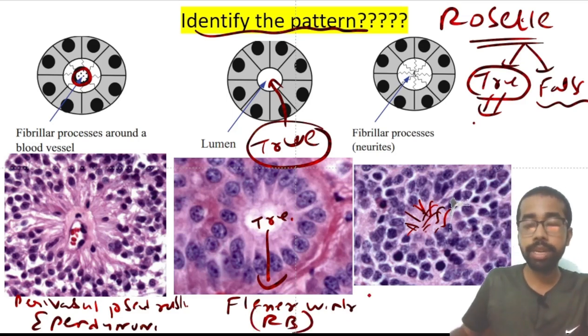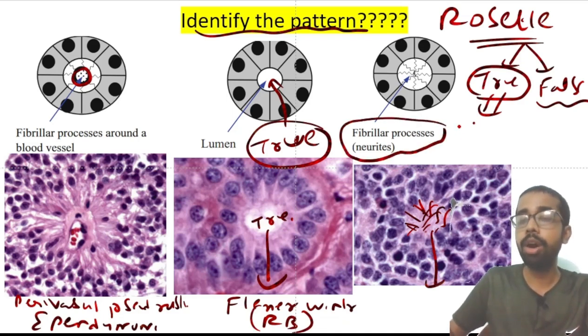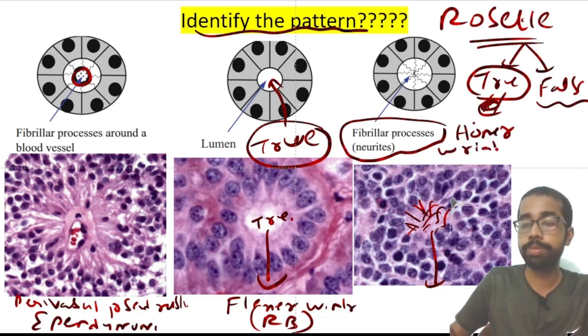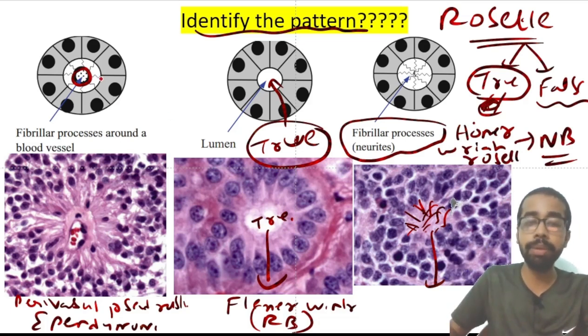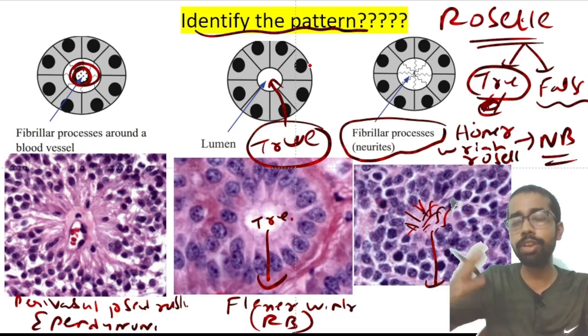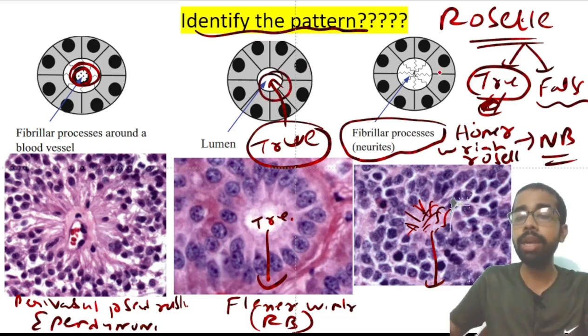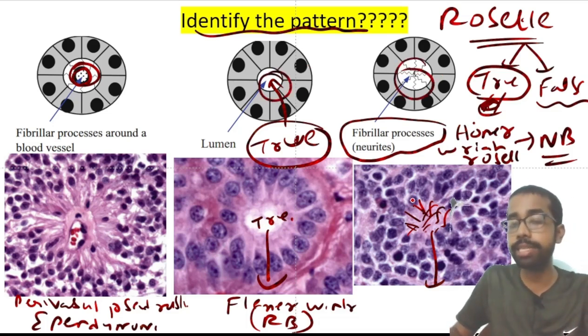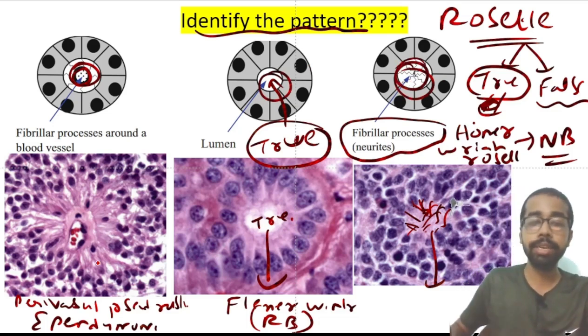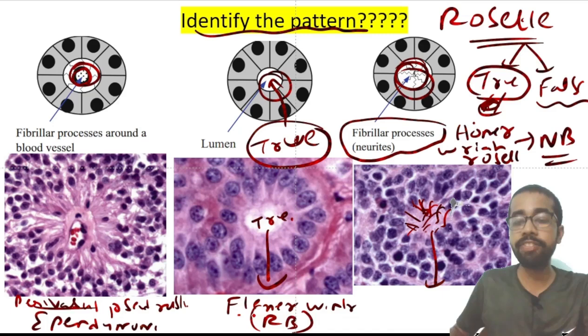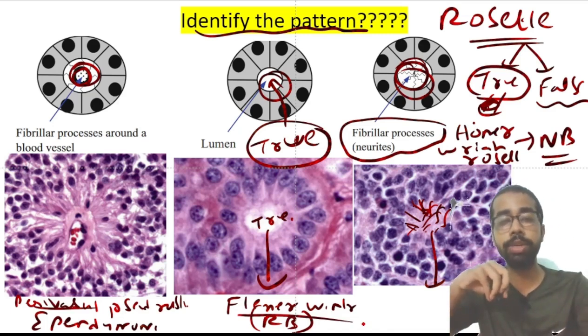And this one, Homer-Wright rosette. This one has fibrillar processes, right? Also, I can write Homer-Wright rosette, not true actually. Where you get this? In neuroblastoma. Fine. So for rosettes you should not be having a doubt. They might be having vessels. They might be true or false. You might forget, but they might be having an empty lumen or having a fibrillar process, the tails, the neurites forming the lumen, right? That's the Homer-Wright rosette. Here is the perivascular ependymal pseudorosette. Here is the Flexner-Wintersteiner rosette that we get in retinoblastoma.